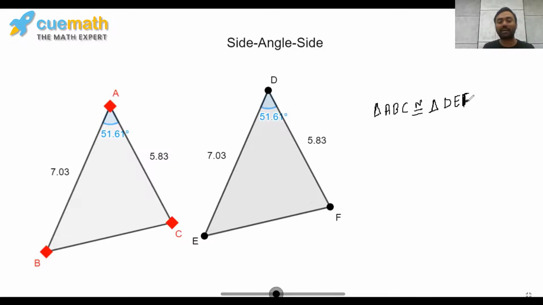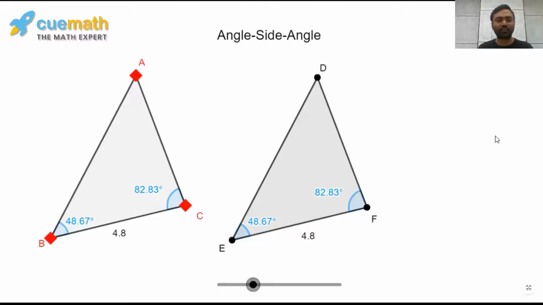Now again observe that the order of the vertices is very important. We cannot write ABC is congruent to EFD, because you see here that angle A corresponds to angle D. Similarly, side AB corresponds to side DE. So it's very important to maintain the order of the vertices. So let us now move to the next congruency criteria.